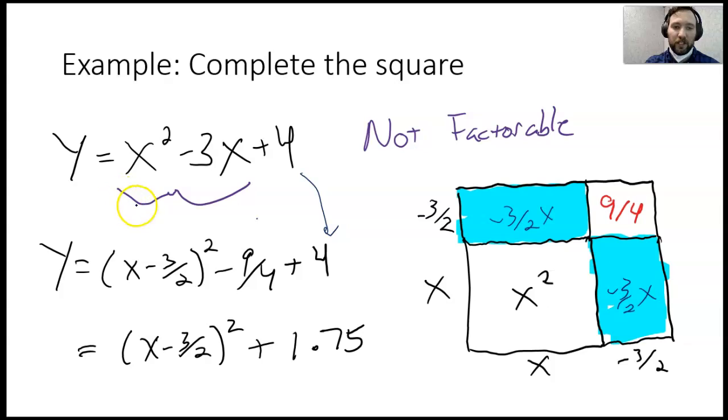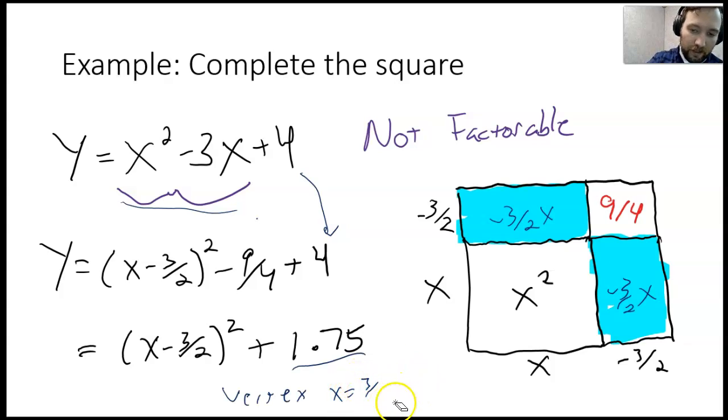So you complete the square just on the part to the left, and then you just let this plus 4 tag along, because you can add 4 and negative 9 quarters, and that'll get you 1.75. So notice that now I have y equals quantity x minus 3 halves squared plus 1.75. So my vertex here is at x equals 3 halves, and y equals 1.75. Okay. So even when it's something where you can't find the factors easily, you can still do this procedure.